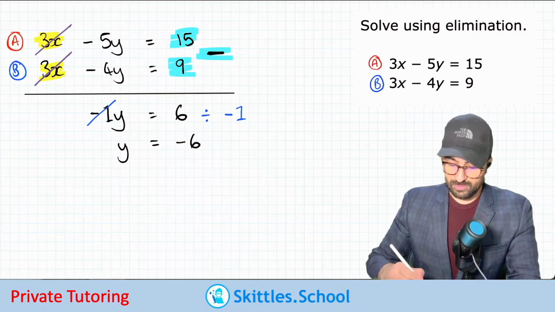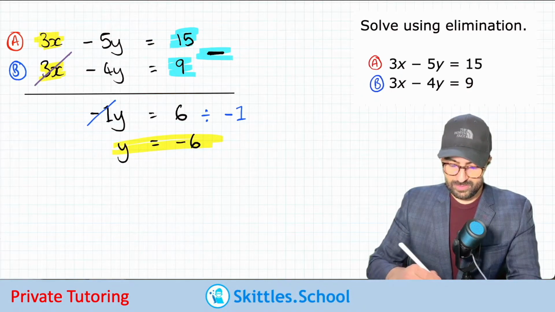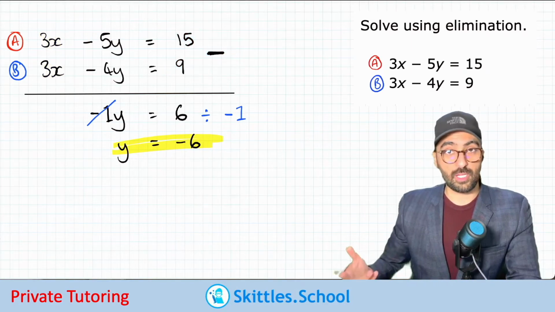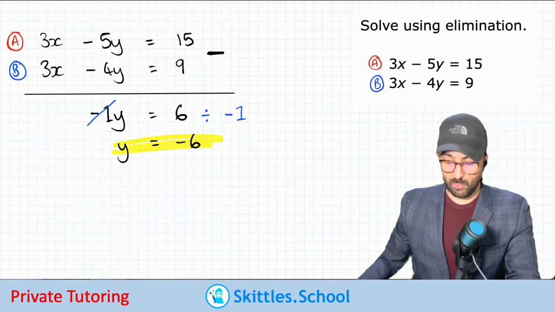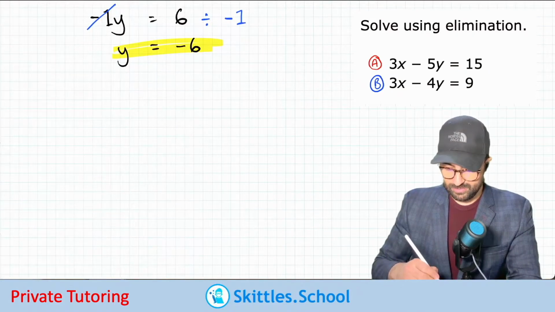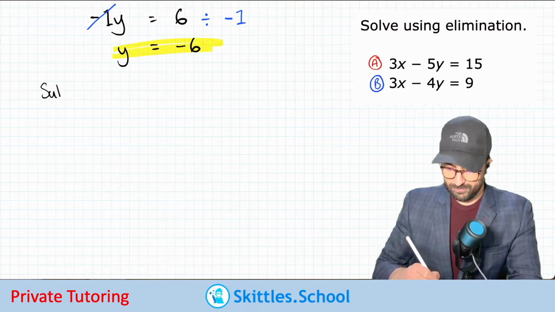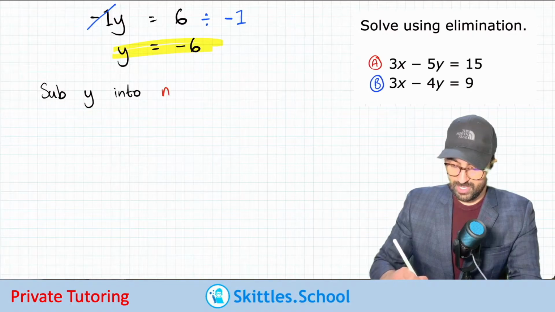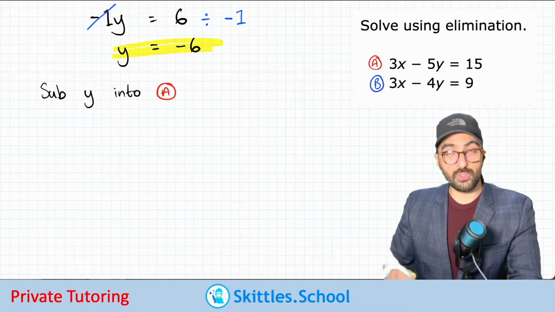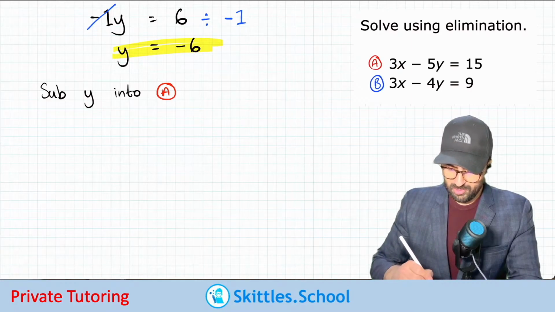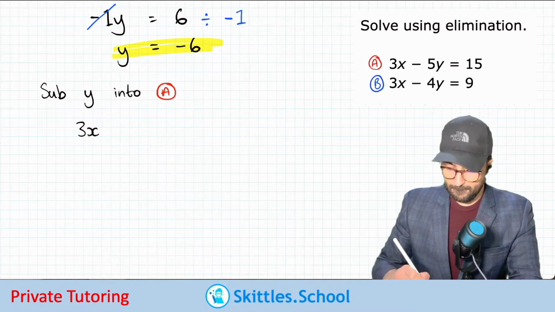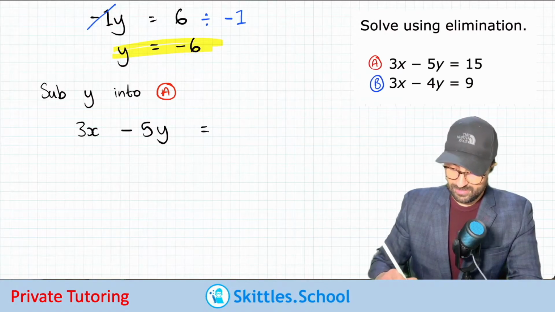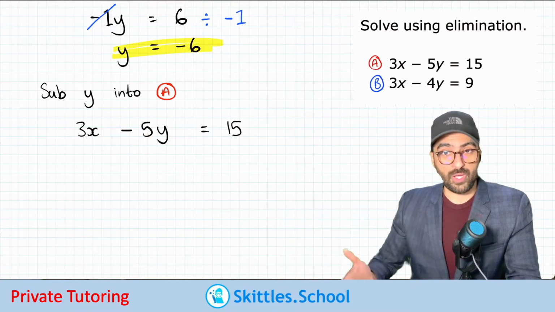We've solved for y. Now, we can use y to work out the value for x. We can substitute y into equation A. So that's what we're going to do. We're going to sub y into equation A. So what's equation A? It's above my head. It's 3x minus 5y equals 15. Well, we know what y is. We just worked it out.